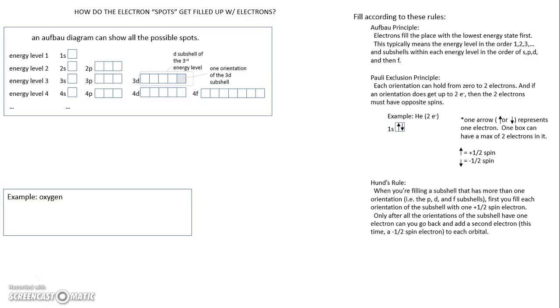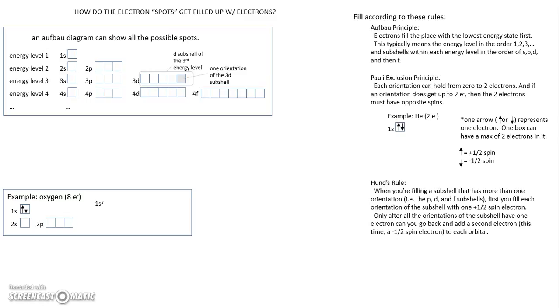Okay, let's do an example. Oxygen. In its neutral state, it has 8 electrons. Let's put down our boxes, and if we happen to need more, we can always draw more. First, an up arrow to represent a +1/2 spin in the 1s subshell, the lowest place it can go first. And then a down arrow for a -1/2 spin, because 2 electrons in the same orientation must have opposite spins. And then we go on to the 2s subshell.